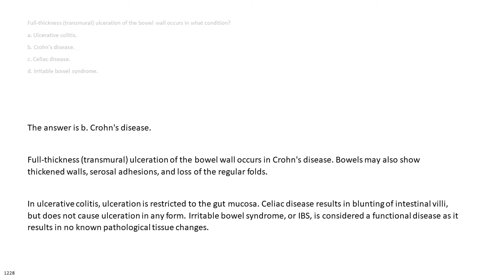Full thickness, transmural, ulceration of the bowel wall occurs in Crohn's disease. Bowels may also show thickened walls, serosal adhesions, and loss of the regular folds. In ulcerative colitis, ulceration is restricted to the gut mucosa. Celiac disease results in blunting of intestinal villi, but does not cause ulceration in any form. Irritable bowel syndrome, or IBS, is considered a functional disease as it results in no known pathological tissue changes.